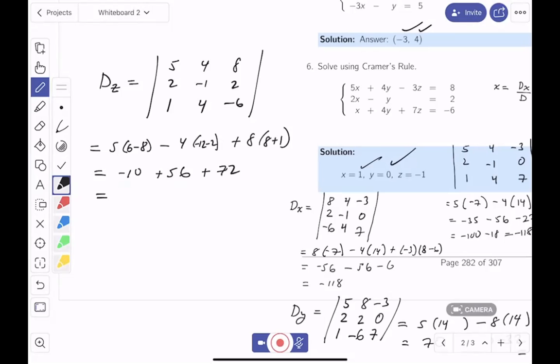And let's see, 56 and 62. Let's see, that would be 50 and 60 is 110, and 6 and 20, 118. So what do you get? dz over d would be z. dz is 118, and d was minus 118. That would be minus 1. And we're getting that right over here. That's done. Not bad.